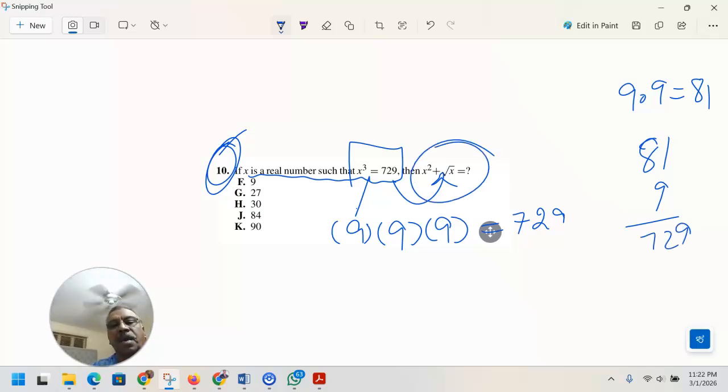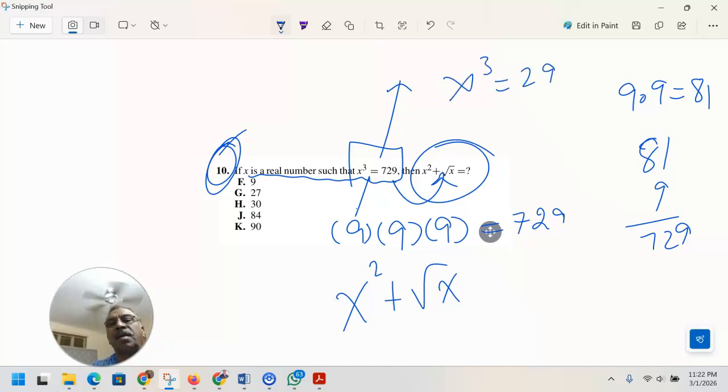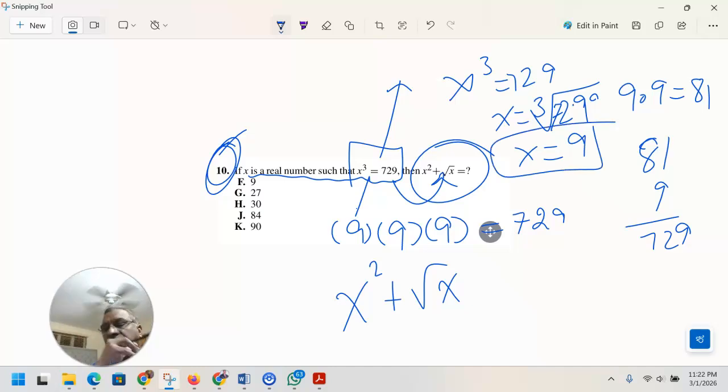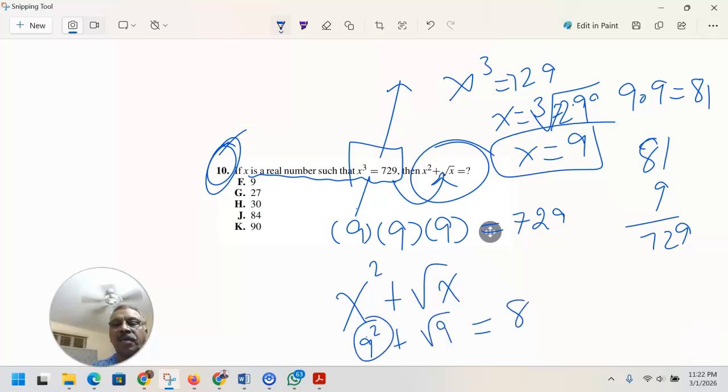The question asks, what is x squared plus square root of x? Because from here you know that if x cube is 729, then x is the cube root of 729. So the first thing is you have to know what it is. That x is 9. And here you put 9 squared plus square root of 9. That will be 9 squared is 81 plus square root of 9 is 3, and you get 84. See how beautiful this is?